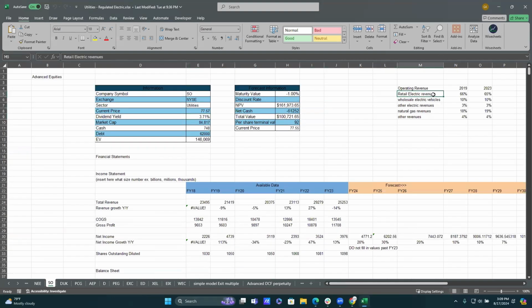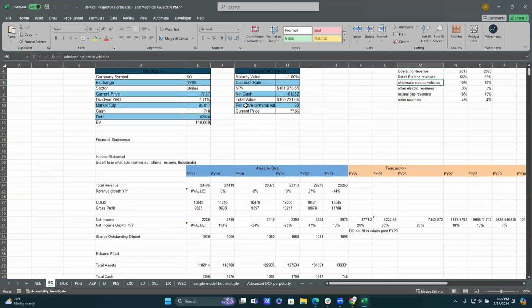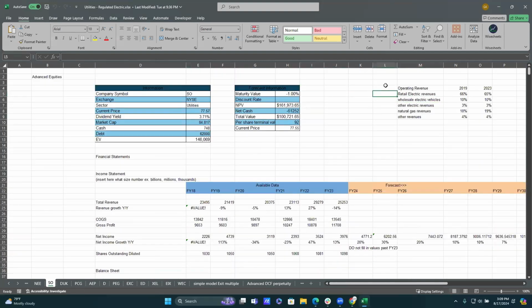I also included some notes up here. I really wanted to understand where each segment of their operating revenue was from and how they were making their revenues. So that's just something else to look at. You don't have to do this. This is just something I thought was important to this utilities company.